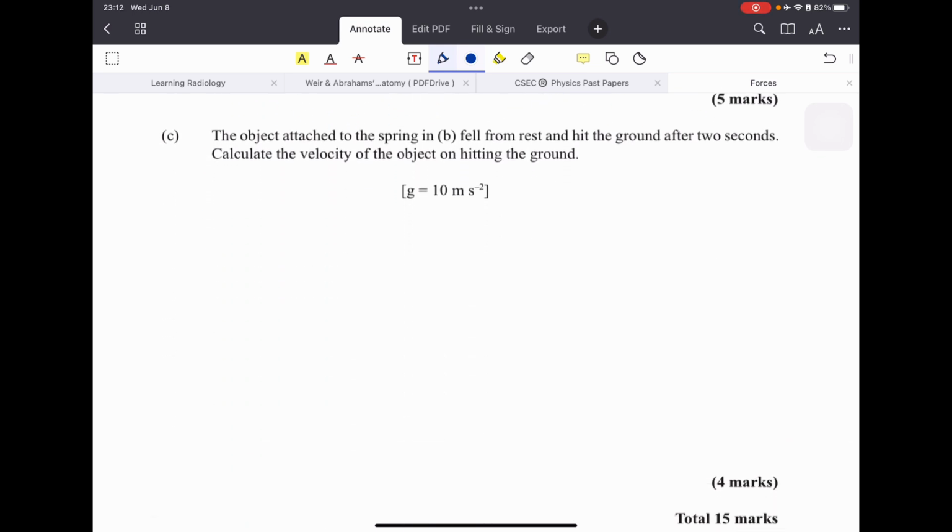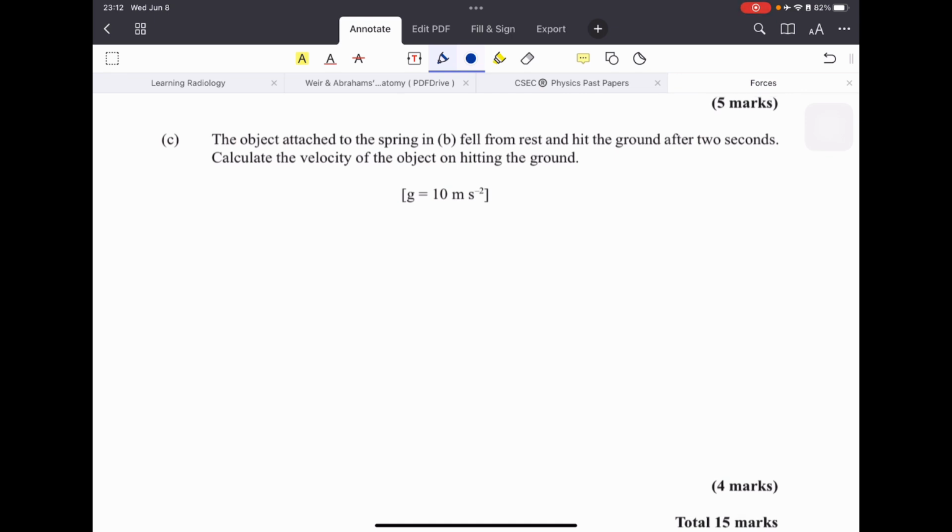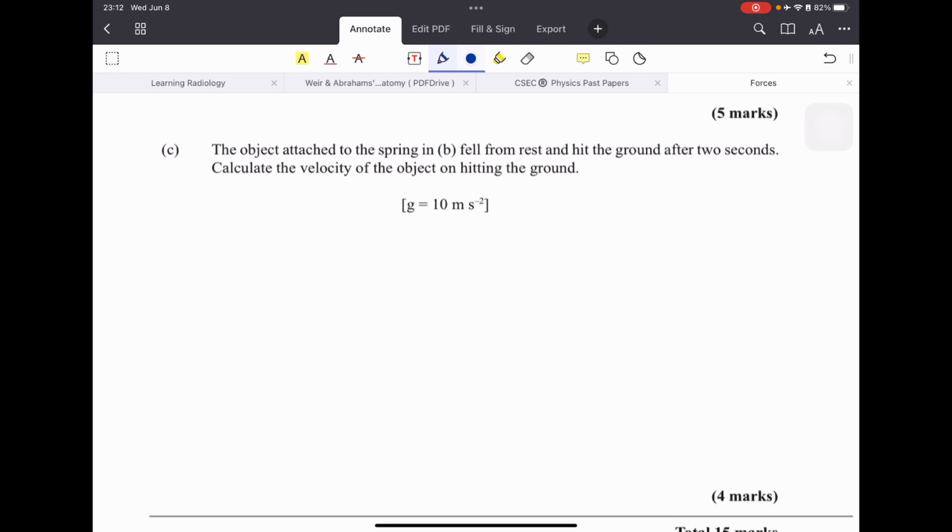The next part, the object attached to the spring in B fell from rest and hit the ground after 2 seconds. Calculate the velocity of the object on hitting the ground. Okay, so this lets us try to throw in some kinematics there for us in the formula, right? So we have four kinematics formulae. If you watch the previous video, you would have seen that, right? So let's see which one we could use. Now they already give us acceleration here, which is g. All right, we'll call that a. Now we have the initial velocity, u.